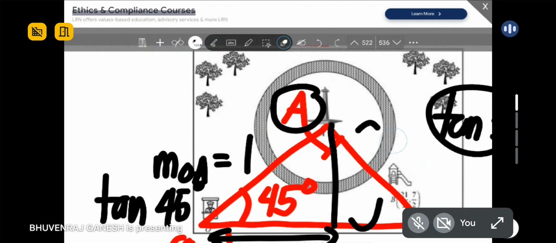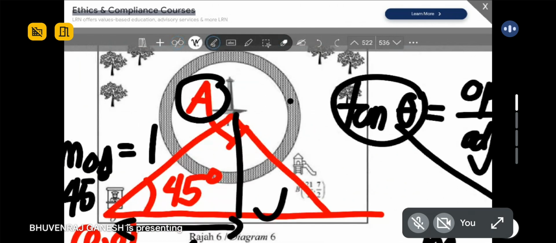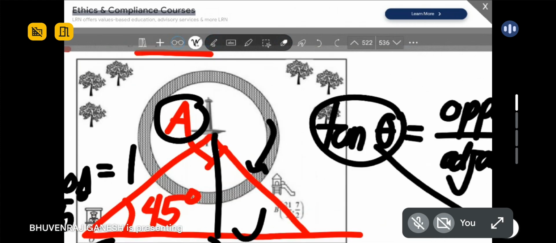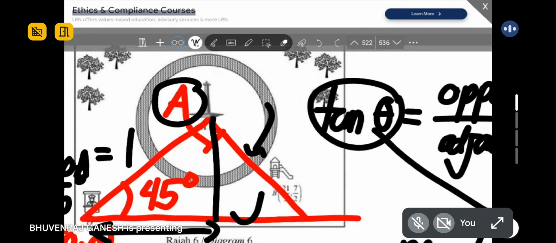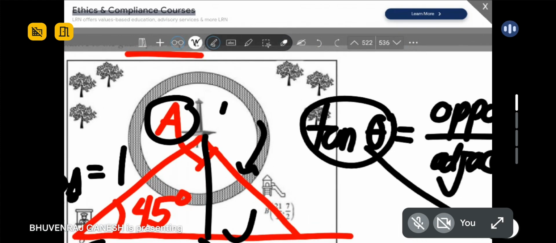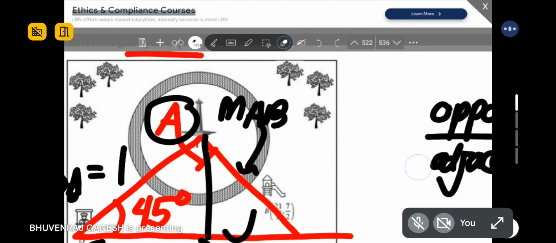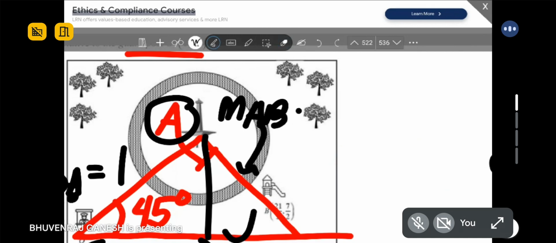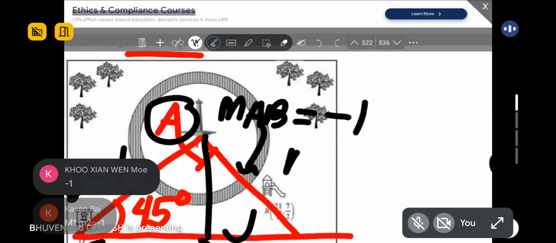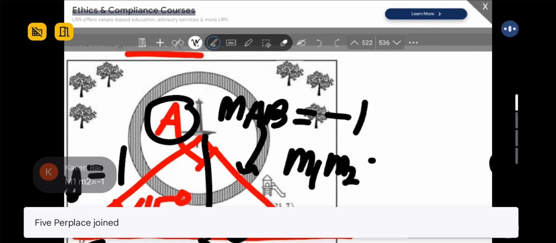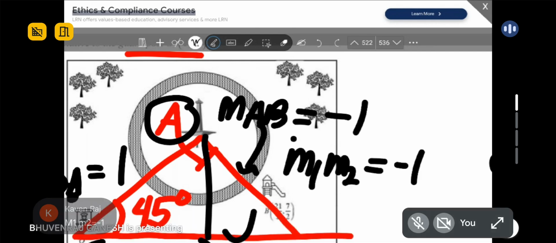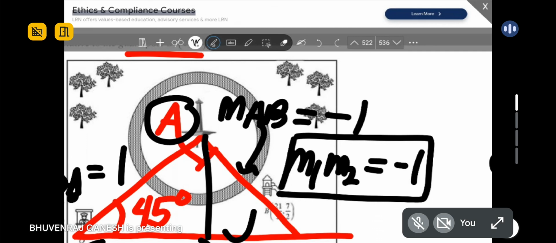So based on the perpendicular concept, can you all tell me what is the gradient of this line? If you guys still remember, perpendicular line. So what is your gradient of AB? Anyone? Come on. Think and see. MAB. Yes, very good. -1, because M1 times M2 is equal to -1. Perpendicular concept from Form 4 Chapter 7.